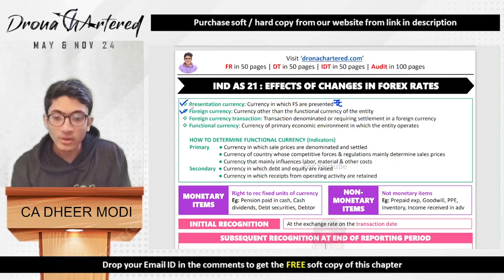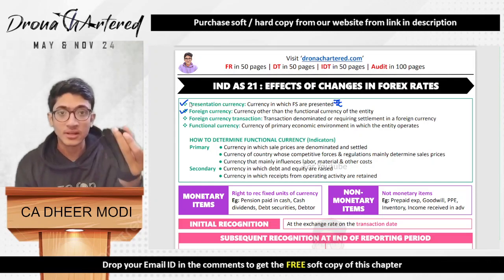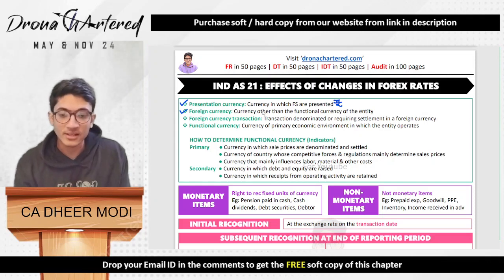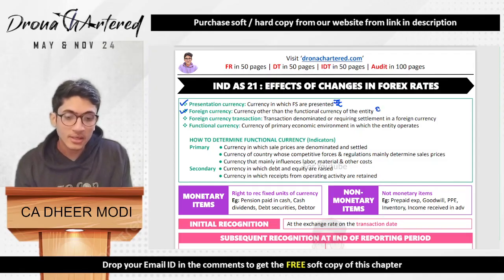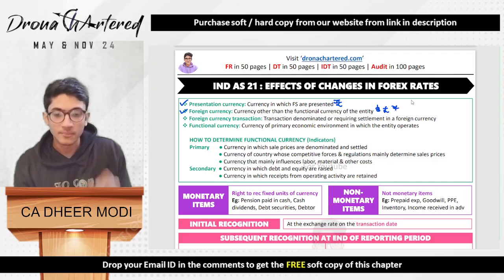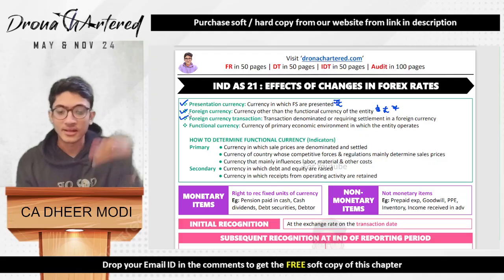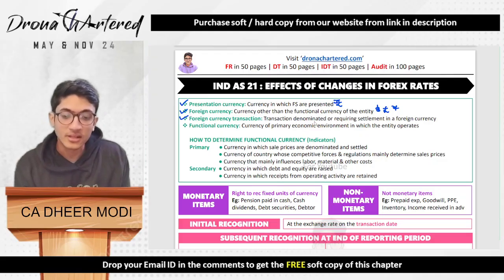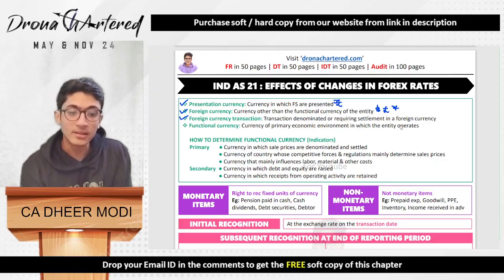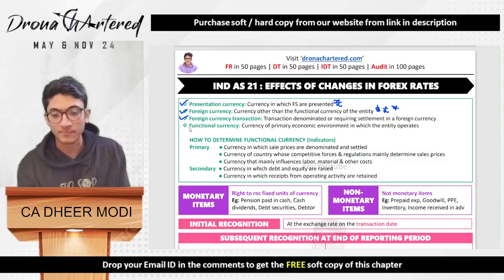Next is your foreign currency. Foreign currency is any currency other than your functional currency. So currency other than the functional currency of the entity. This can be anything. Say for example dollar, pound, yen. Okay. Next is foreign currency transaction. So any transaction which is denominated or requiring settlement in a foreign currency.